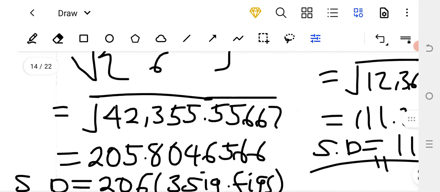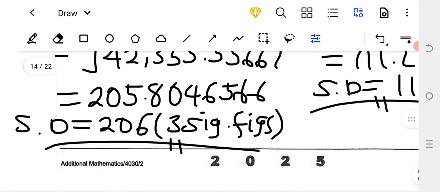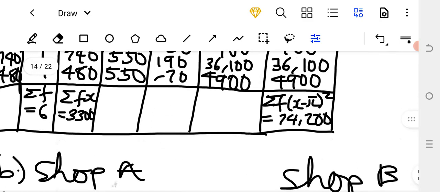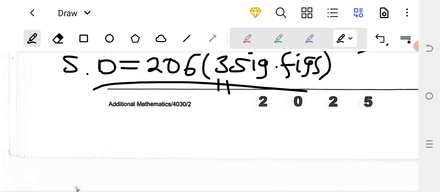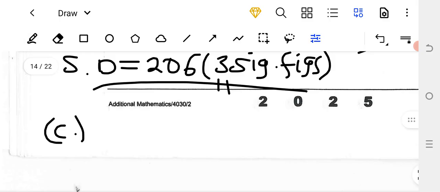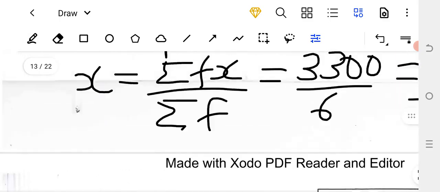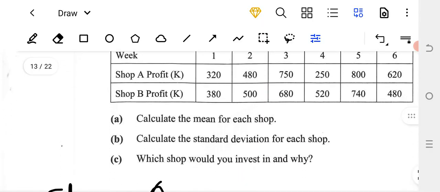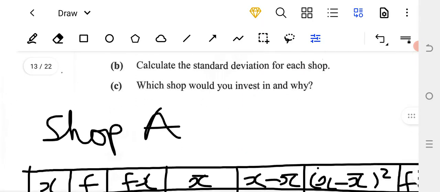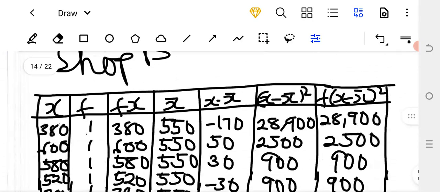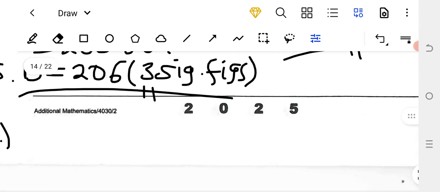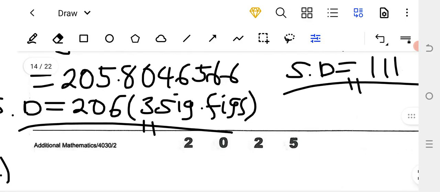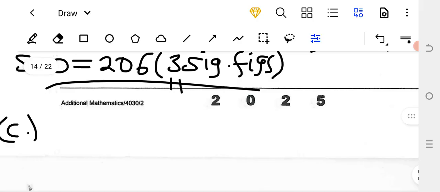So for shop A, it is 206. Shop B, it's 111. Then they wanted the answer to question C. The question reads, which shop would you invest in and why? The one that has the smaller standard deviation is the one that you would invest in. So shop B.